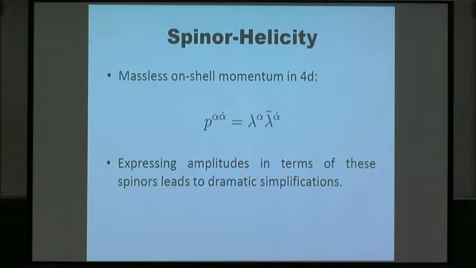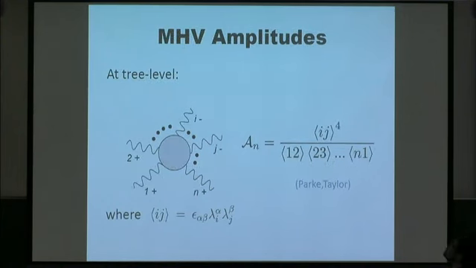And it turns out that when one expresses amplitudes in terms of these spinor variables, which make the on-shellness manifest, there are dramatic simplifications. The prototypical example of this is the expression for the tree-level MHV amplitudes. MHV stands for maximally helicity violating. What that means is that you consider the scattering of gluons, and 2 of these gluons have negative helicity, while the rest of them have positive helicity.